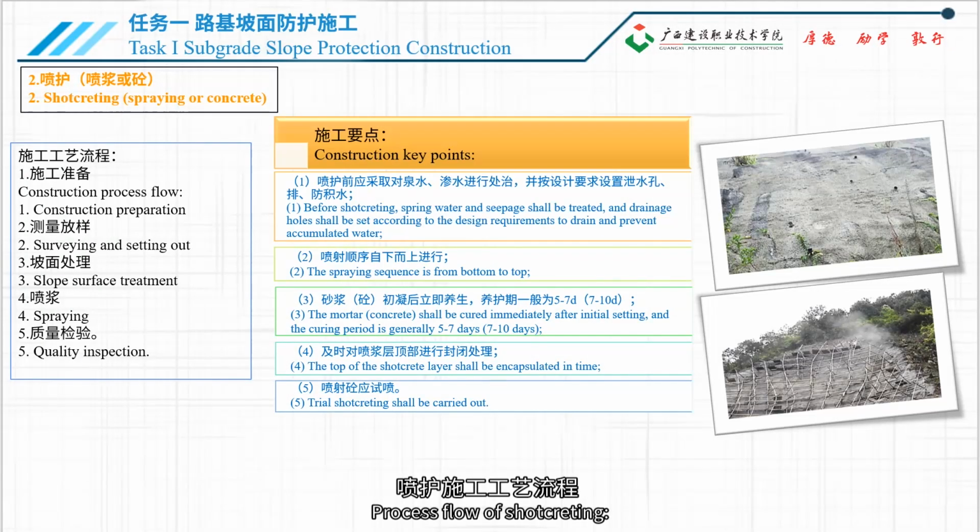Process flow of shotcreting. 1. Construction preparation. 2. Surveying and setting out. 3. Slope surface treatment. 4. Spraying. 5. Quality inspection.